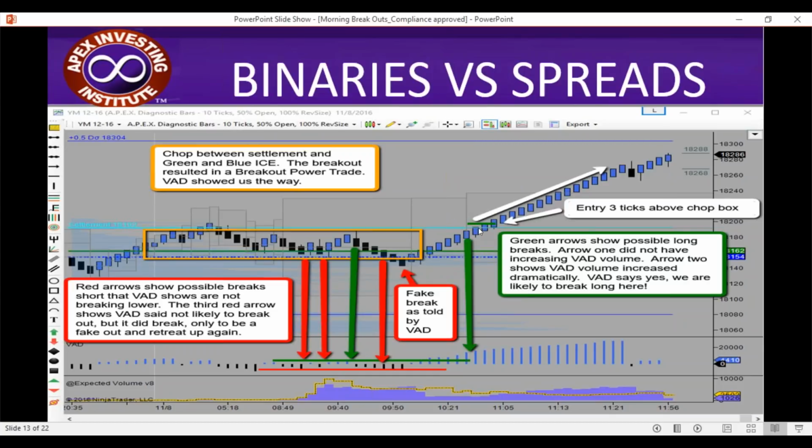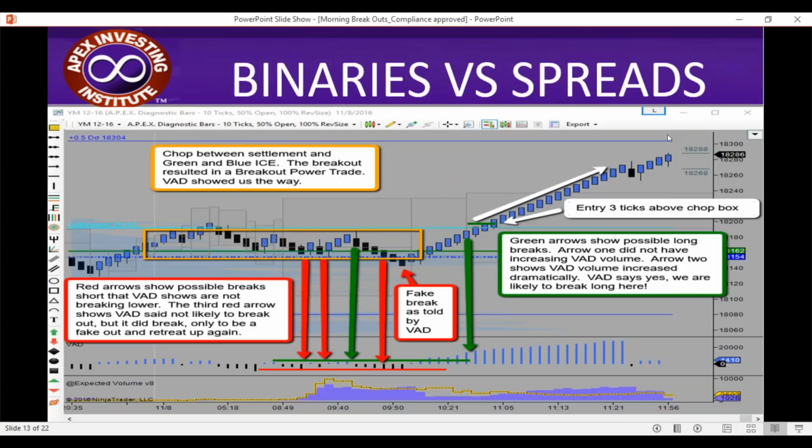If I was looking at binaries, for example, I could have taken an out of the money binary, something lower priced and lower risk. And maybe I would have been looking to target this level, this next big level up here. All right, the half deviation.